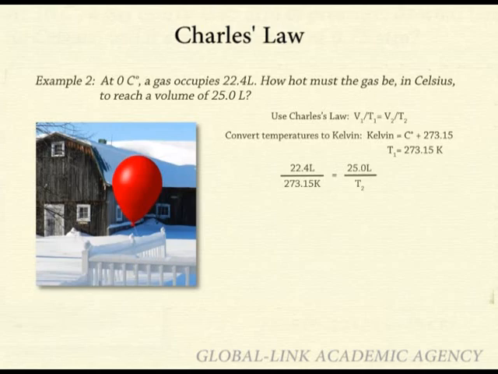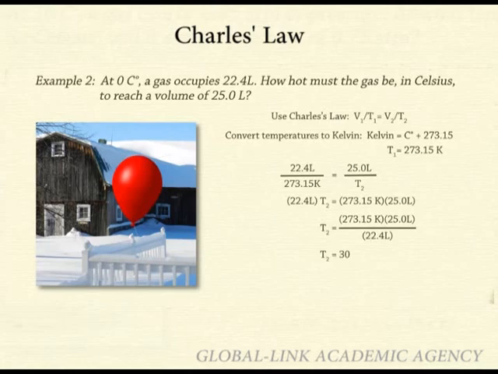Solve for T2. I like to cross multiply here. So 22.4 liters times T2 is equal to 273.15 Kelvin times 25.0 liters. T2 is equal to 273.15 Kelvin times 25.0 liters over 22.4 liters. T2 is equal to 304.9 Kelvin. Convert to Celsius degrees. Celsius is equal to Kelvin minus 273.15. So T2 is equal to 31.7 degrees Celsius.